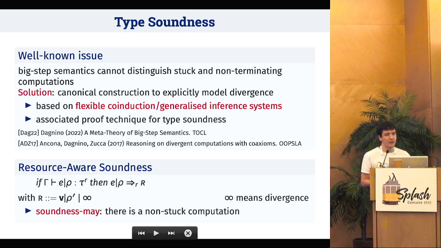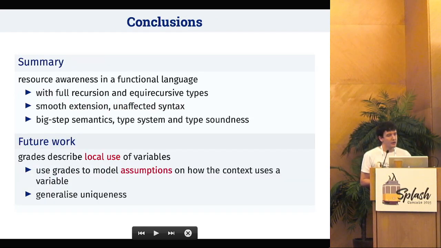So we say that if a configuration is well typed with grade R, then the configuration evaluates with that grade to a final result, which may be either a value with an environment or divergence. And this means that there exists a computation which is not stuck due to resource consumption. So it is a soundness-may result, because the resource consumption is fully non-deterministic, but it is standard in resource semantics. So that's all I wanted to say about this work. If you're interested in more details, let's check the paper.